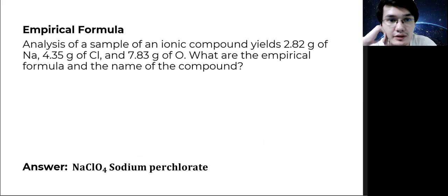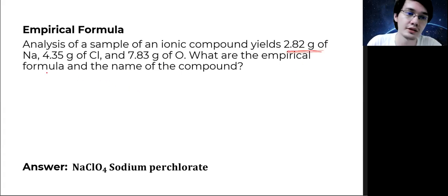Analysis of a sample of an ionic compound yields 2.82 grams of sodium, 4.35 grams of chlorine, and 7.83 grams of oxygen. What is the empirical formula and the name of the compound? So we are given the following values of each element in the ionic compound.